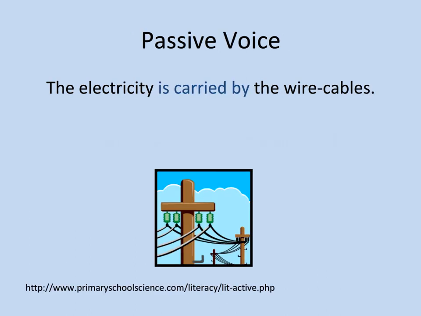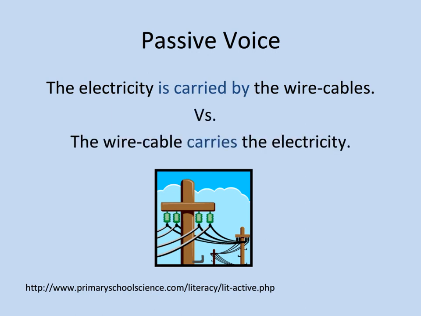The passive voice is also used in science texts as a way to make the text sound more objective. For example, we would say, "The electricity is carried by the wire cables," instead of "the wire cable carries the electricity." This makes it sound as if science is removed. It is happening out in the world. There are not actors or agents that are making it happen.